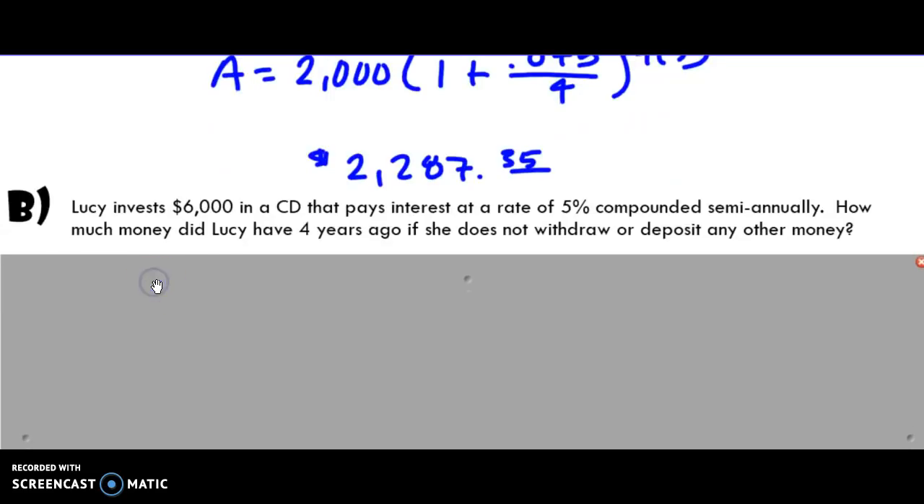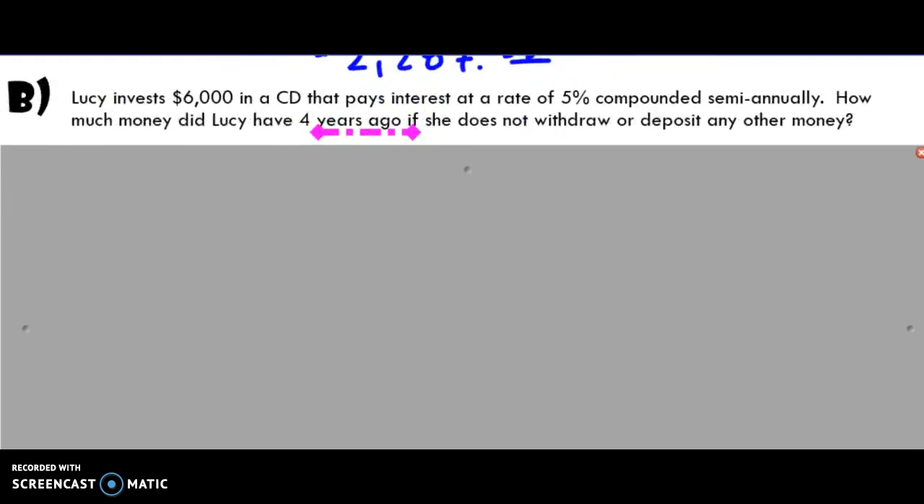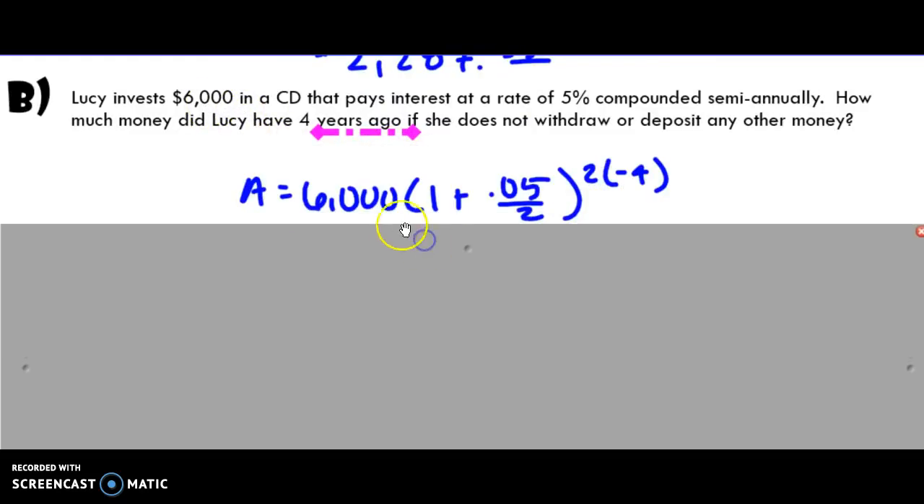Example B is talking about Lucy, and she's investing $6,000 in a CD, paying 5% compounded semi-annually. Again, there's the word compounded, so we know to use this formula. How much did she have 4 years ago? So this one is a little bit different where we're talking about time previous to where we are at. So that's going to change our T value. Our 6,000 again will be our starting value, our P. Our interest of 5% will be 0.05.